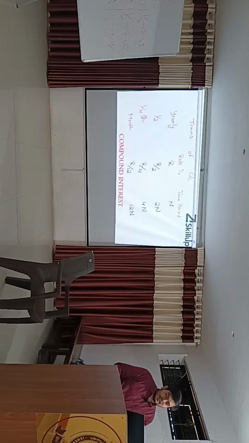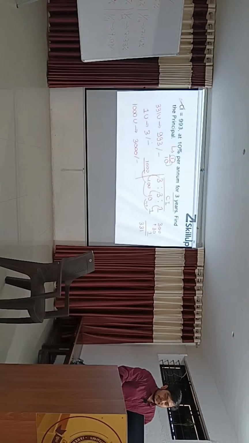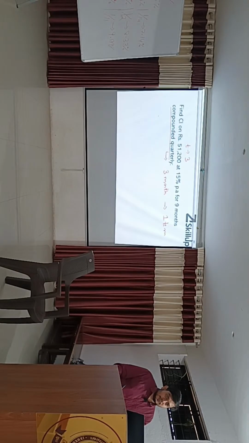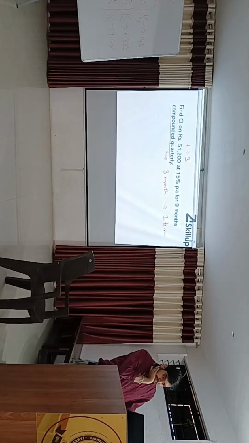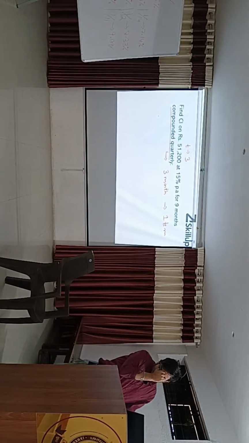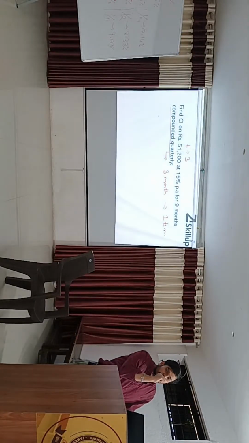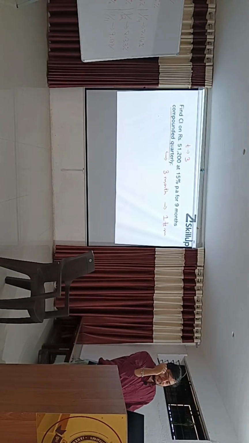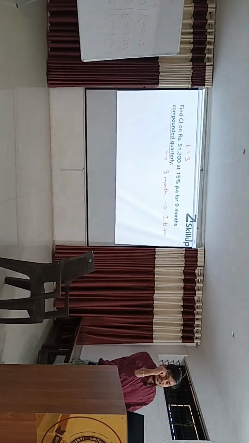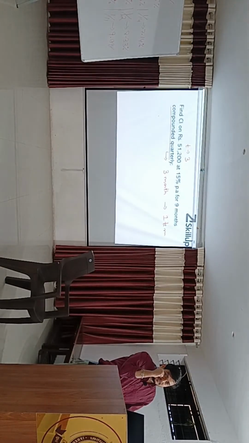When I said quarterly, quarterly means what? R by 4 and 400. R by 4. 1 year is 15%. So R by 4. Wait. For one year, how many months do I have? 12 months. Okay. Now I'm calculating for quarterly. Quarterly means for 3 months. So 12 divided by 3, how much?